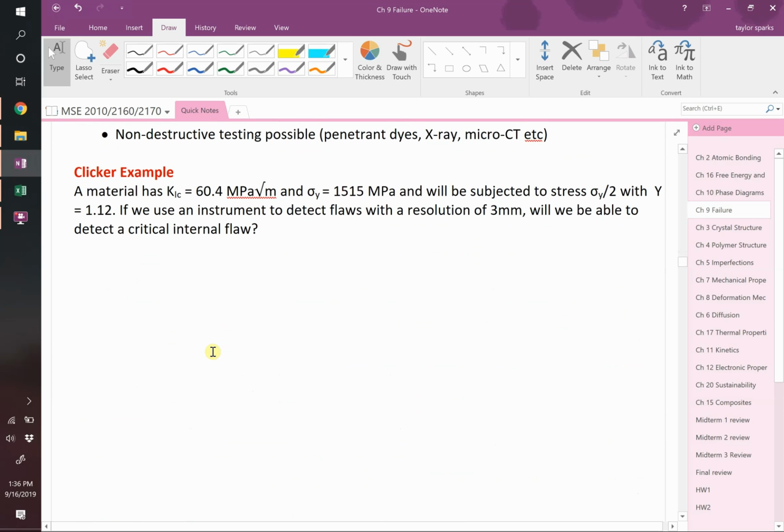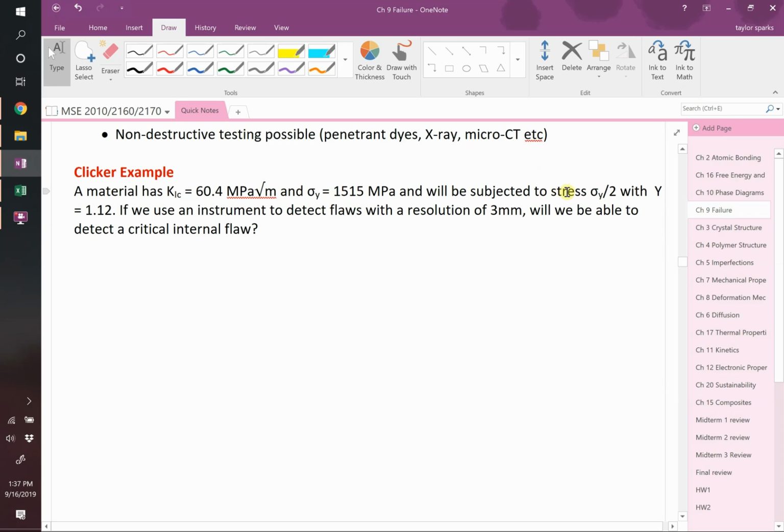So let's assume your material has a fracture toughness of 60 megapascal root meters. It has a yield stress of 1,515 megapascals. What's a yield stress? By definition, what does that mean, yield? Not break necessarily. It means it's going to start to fail. You're stressing something and you don't want it to permanently deform. It's the point at which permanent deformation starts, okay? So that's the yield strength of some material.